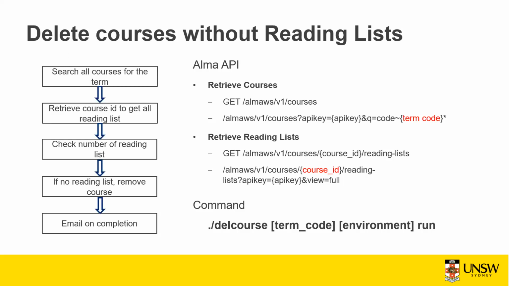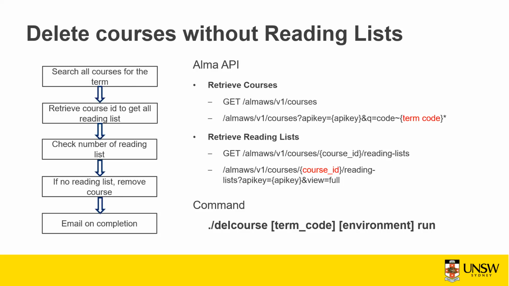So on the left-hand side, I've listed some of the Alma APIs we used for this script. As you can see, retrieve courses or retrieve reading lists, or there should be another one to remove the course from Alma. At the bottom, this is the command we use to run the job. We use a term code as a parameter and the environment as another parameter. As I said, we run it in UAT first, then we run it in production.